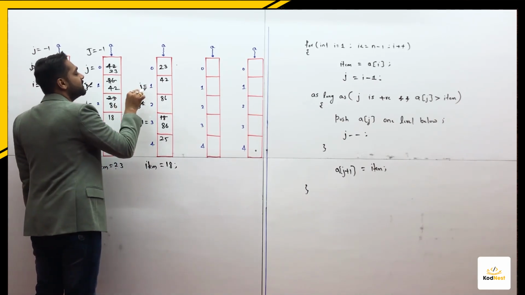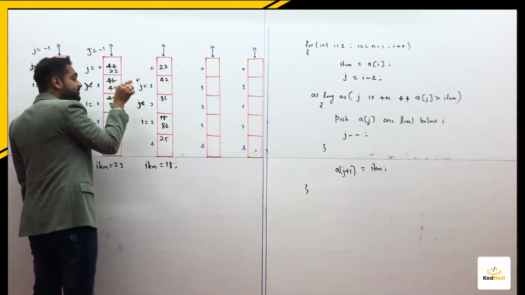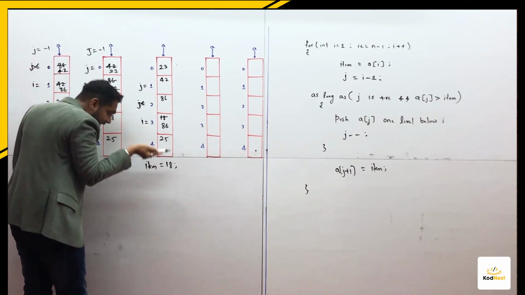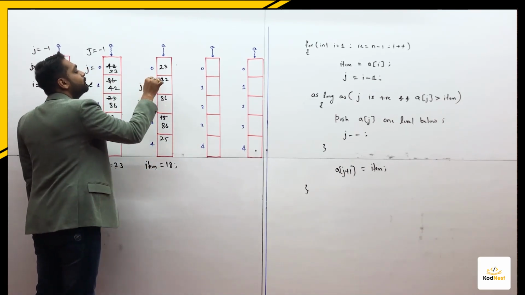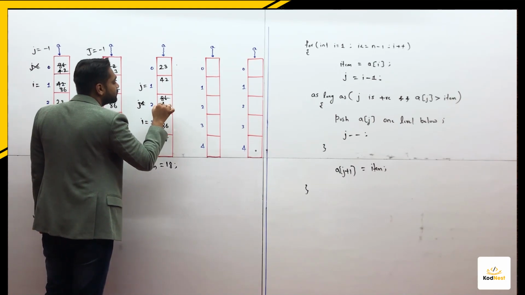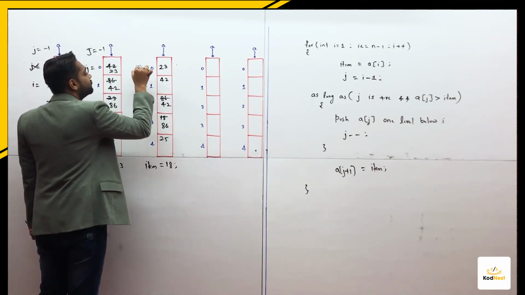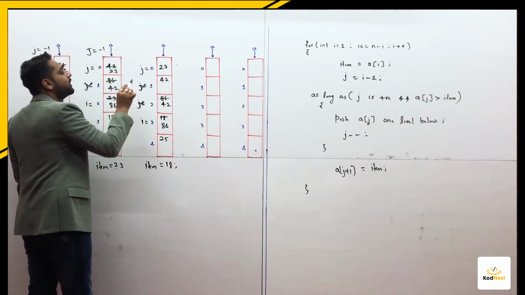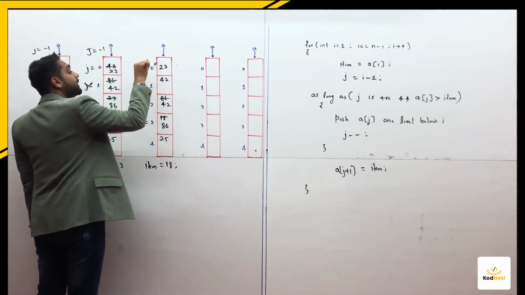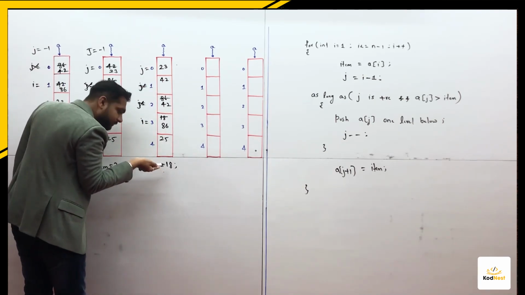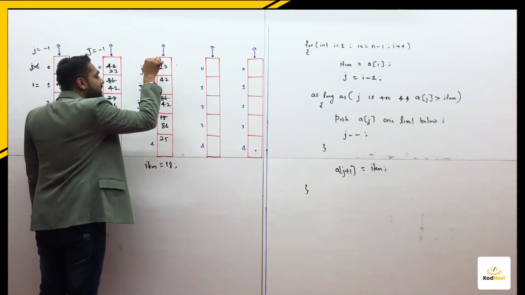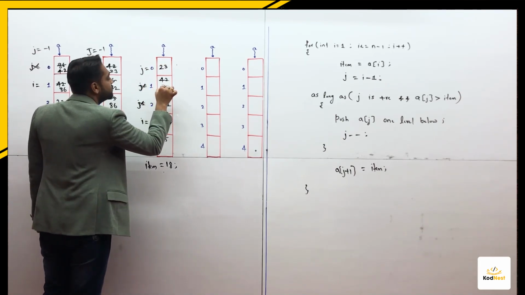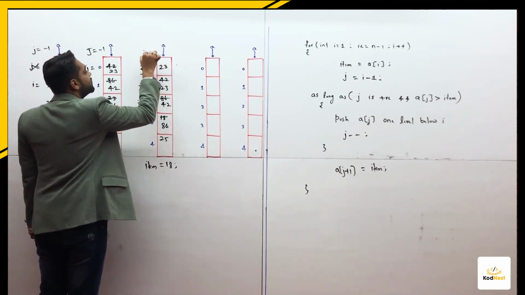As long as j is positive and A of j is greater than item, it is greater, push A of j one level below. Pushed. Decrement the value of j. As long as j is positive and A of j is greater than item, yes it is greater, push A of j one level below. Pushed. Decrement the value of j.